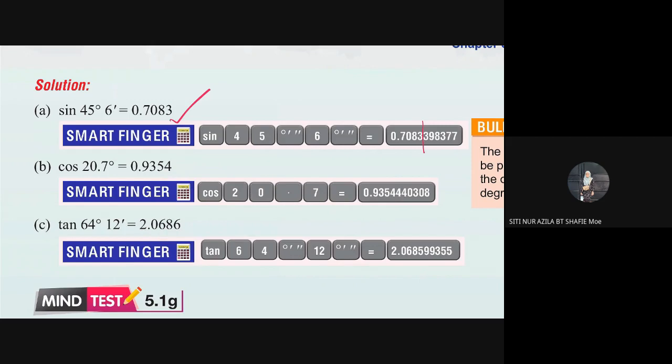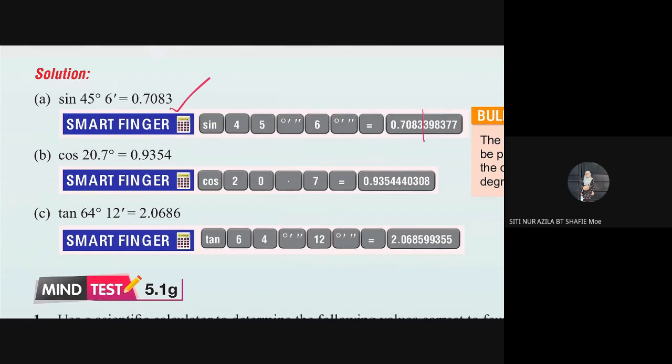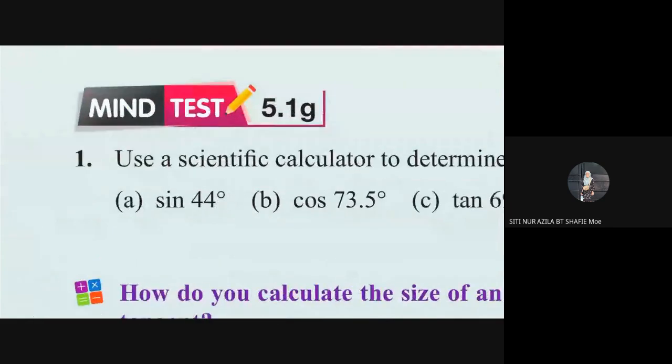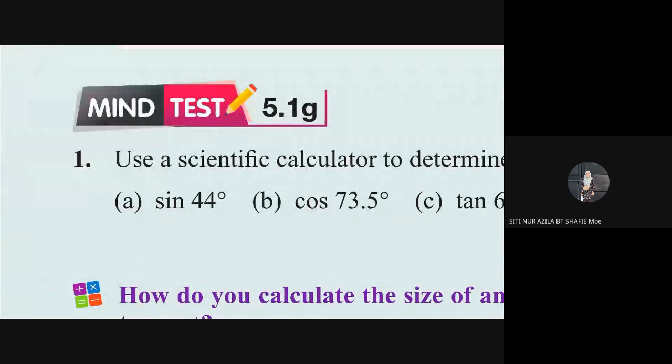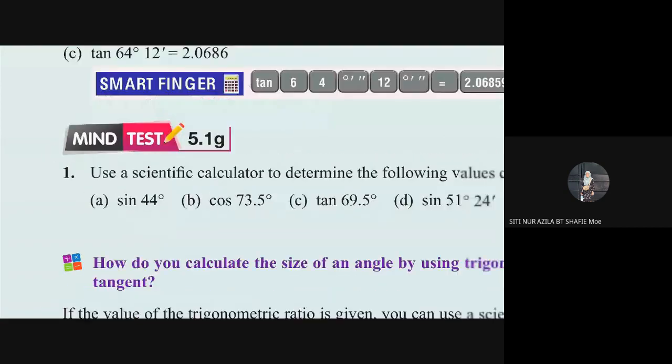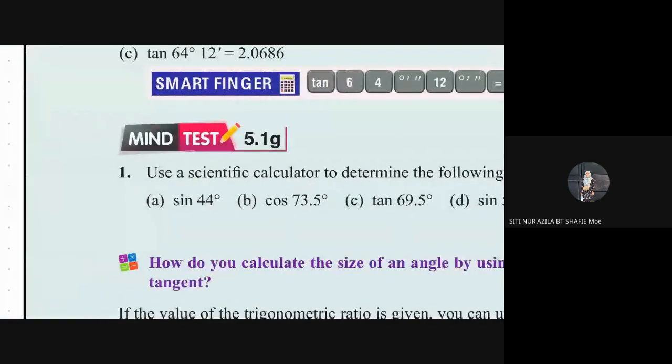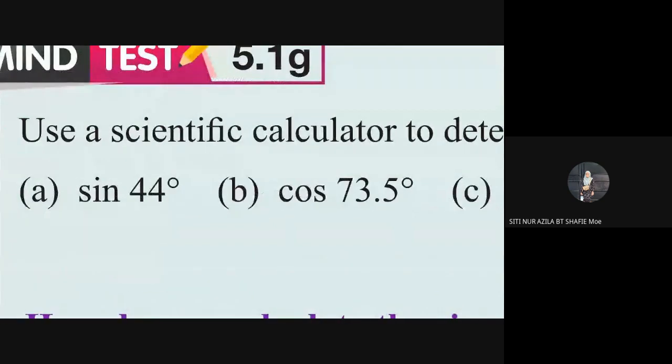Are you clear? Okay, good. So now, let's try a few questions from your textbook. You already know how to press this? So help me find the answer for sin 44. Please give me the answer correct to 4 decimal places. Okay, A, sin 44. What's your answer?